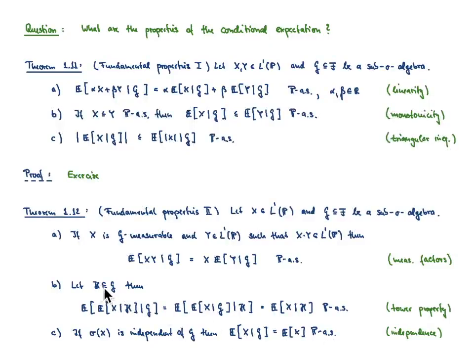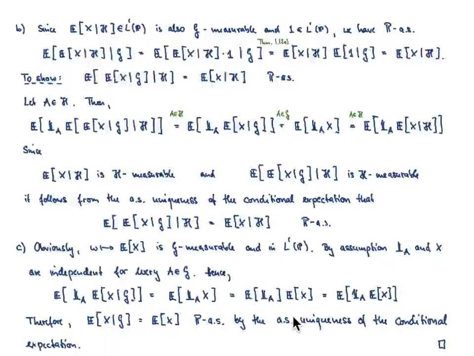Let's come now to the proof of the second part, namely this tower property. As the first step, I would like to show to you that this first factor, the conditional expectation of X given H given G, equals the conditional expectation of X given H, P-almost surely. But you see, that part is a direct consequence of this measurable factors result we just have proven.